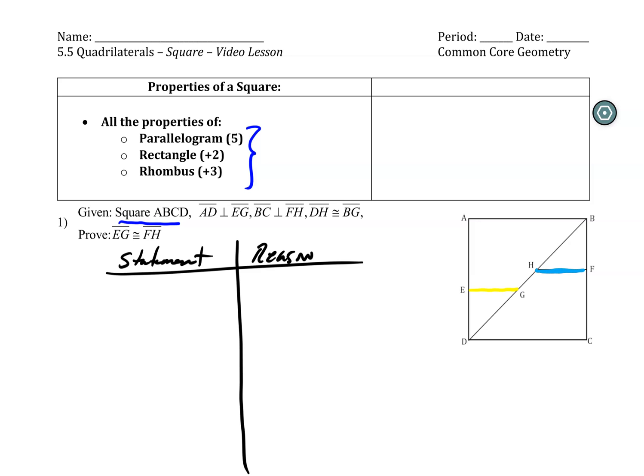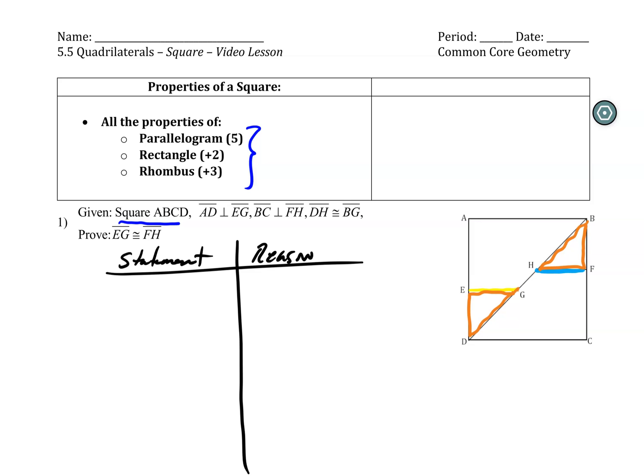congruent. I look at that, and the first thing that pops into my mind is that they are part of these two triangles, right? So if I can show those triangles congruent, then I can say the parts are equal using CPCTC. Now again, that might not be the only way to do it, but that's the first thing that pops into my head, and that's how I would start off. So let's get into this information.